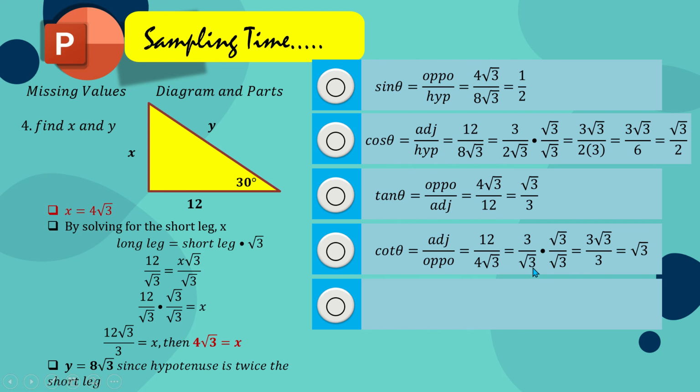Then, to make the denominator square root of 3 rational, we rationalize. We multiply by square root of 3 over square root of 3. In the numerator, 3 times square root of 3 is 3 square root of 3. Remember, it cannot become 9. In the denominator, square root of 3 times square root of 3 is square root of 9, and the square root of 9 is 3, because 9 is a perfect square.